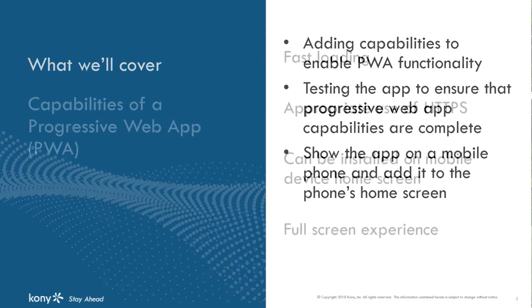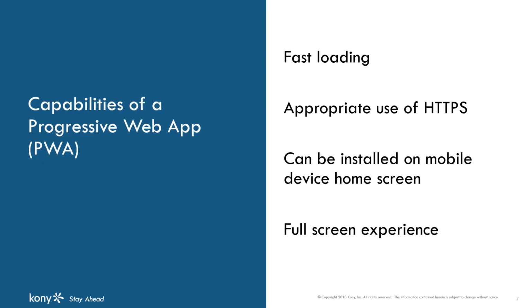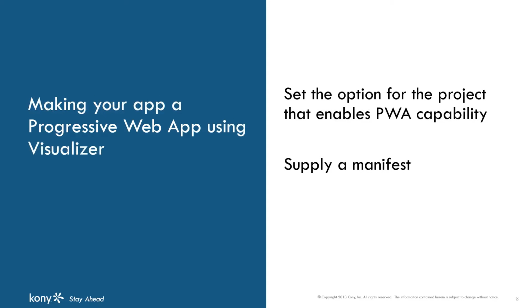For your app to be considered a progressive web app, it needs to satisfy certain expectations. Those include fast loading and appropriate use of HTTPS, and that the app can be installed on a mobile device's home screen and offer a full screen experience. Fortunately, Kony Visualizer and Kony Fabric go a long way towards satisfying those expectations.